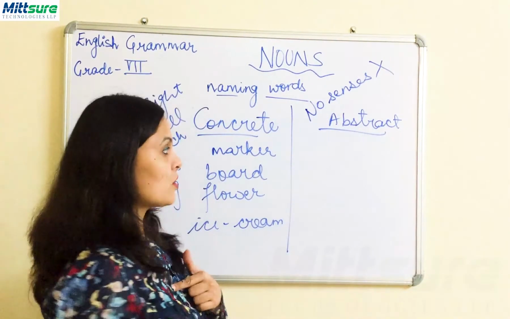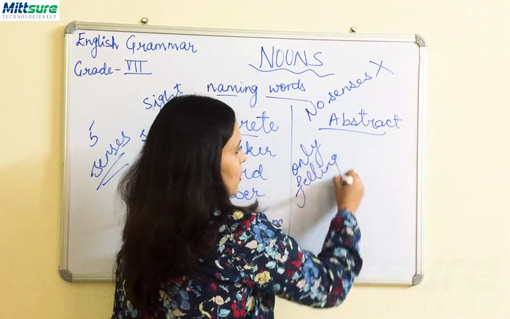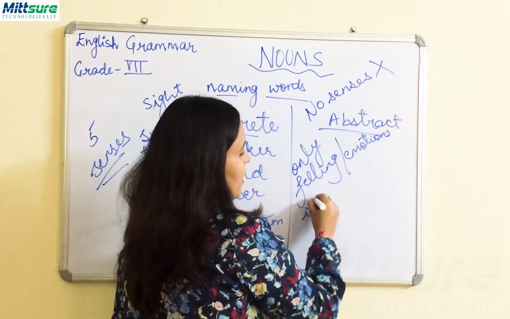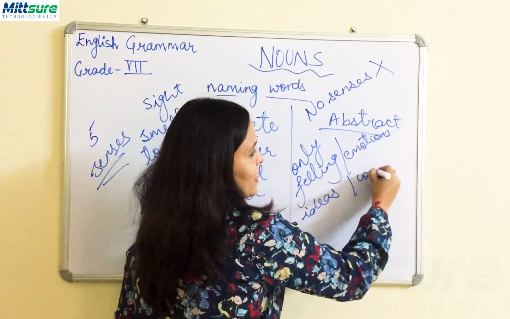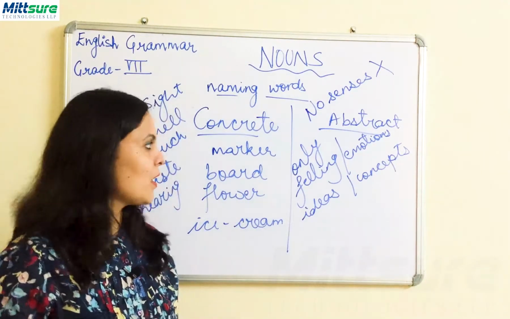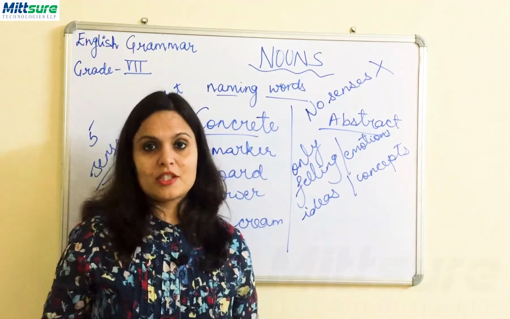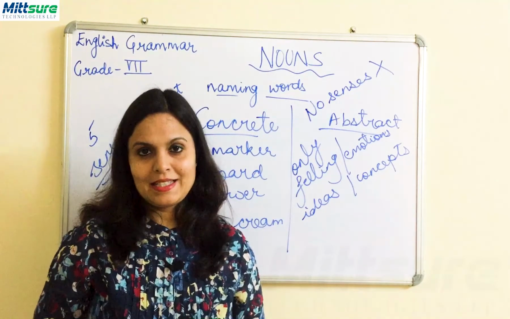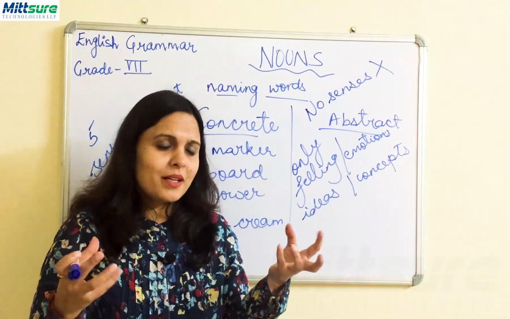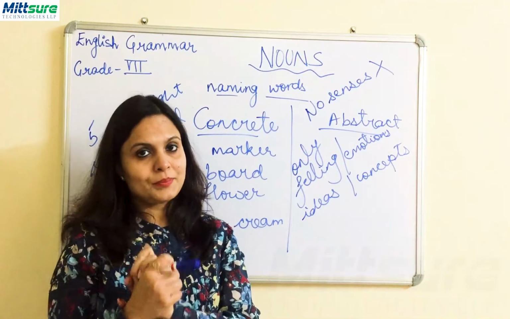Only and only feelings, emotions, or ideas, or concepts are abstract noun. When we talk about feelings, you have the feeling of sadness, you have the feeling of happiness, you have the feeling of joyfulness, right? These are the feelings. Emotions, when you become sad, so sadness. So feelings and emotions are actually connected with each other, right?